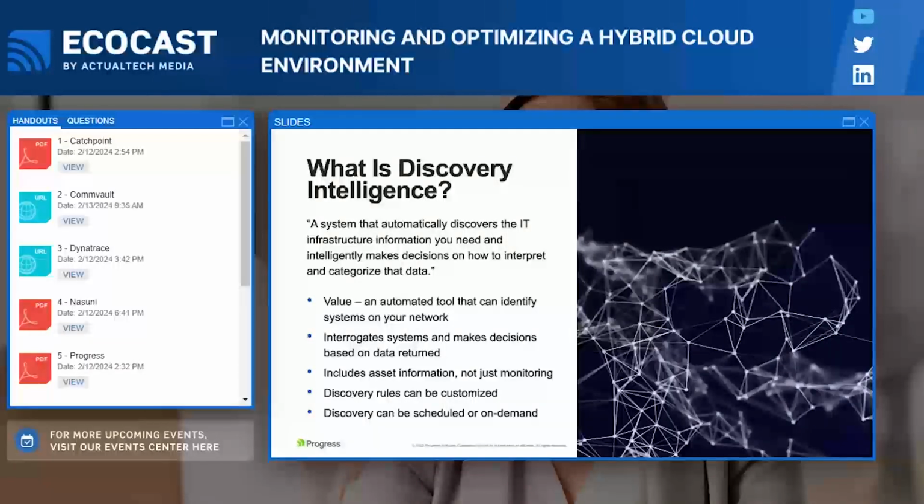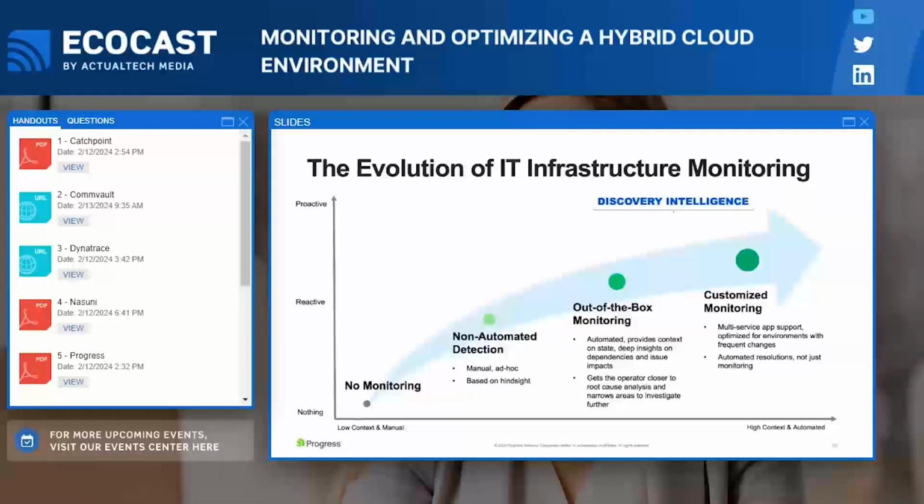So next up, I want to take a quick look at the evolution of IT infrastructure monitoring. I already ran through the non-automated detection. So we're going from low context and manual to high context and automated on one axis. And on the other, you see going from nothing to reactive. Discovery intelligence lives in the middle, between out-of-the-box monitoring and customized monitoring, and we'll talk about those a little more here. The discovery intelligence process here is really iterative.